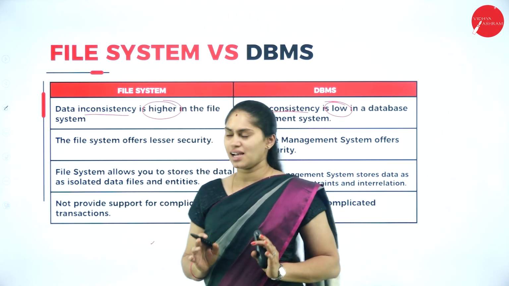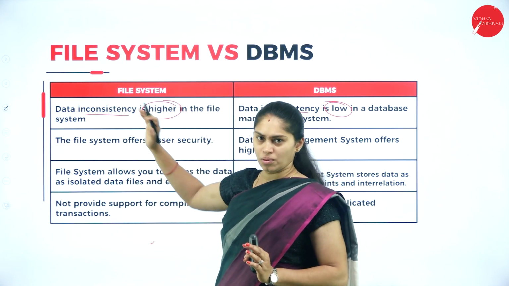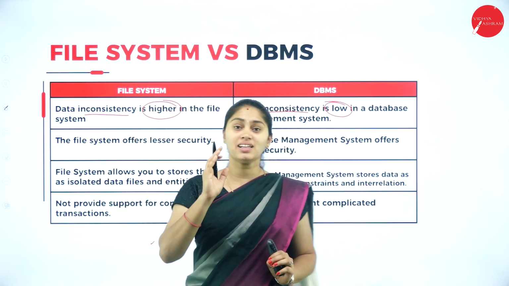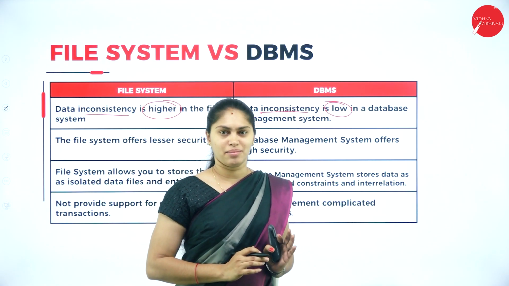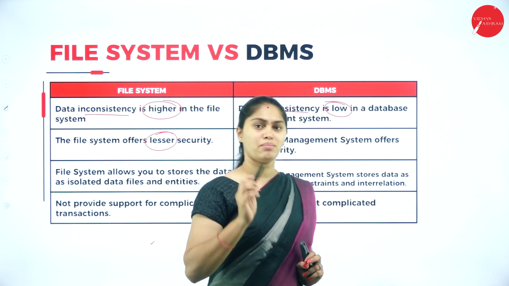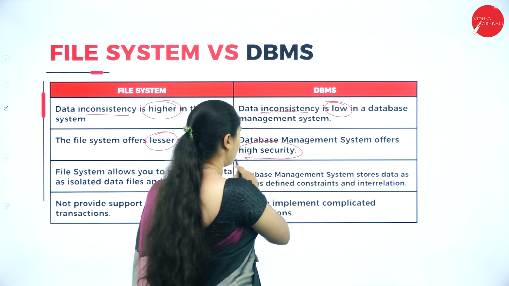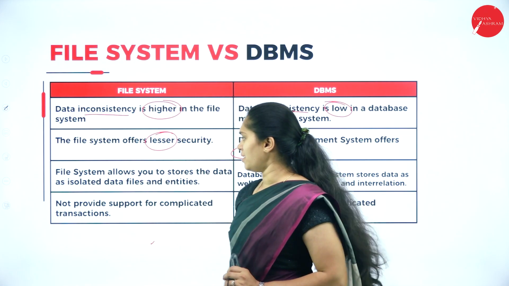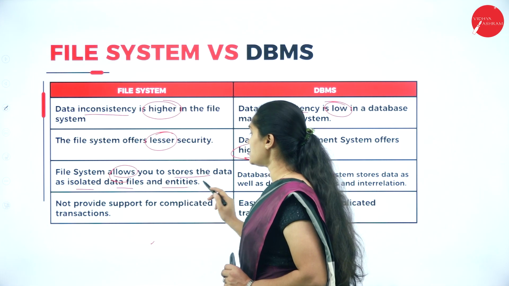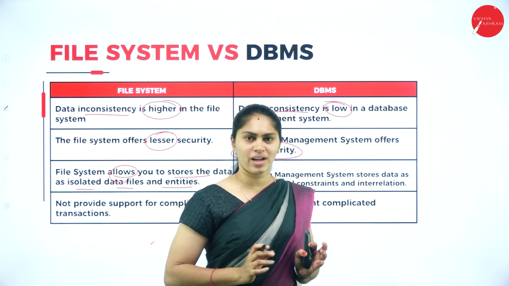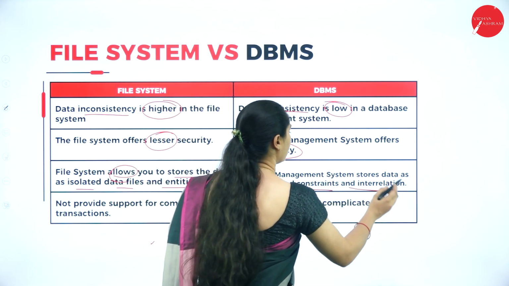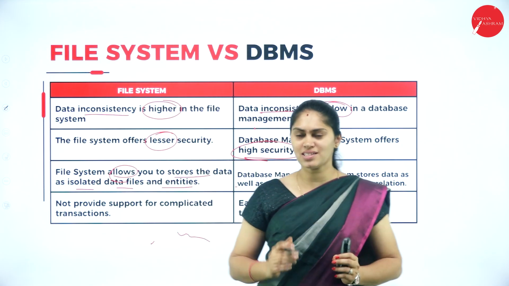If you are writing the answer, write: in the file system consistency is low and inconsistency is high, and in the database management system consistency is high and inconsistency is low. Then the file system offers lesser security, but here you can expect more security in the DBMS. Then the file system allows you to store data in isolated data files and entities, all clubbed together, but the DBMS stores the data as well as defined constraints and interrelations.